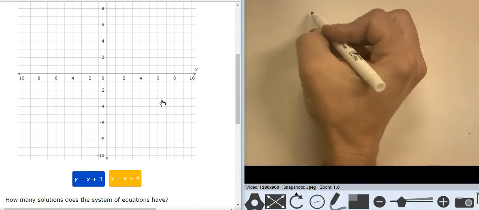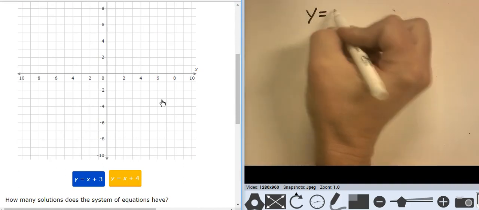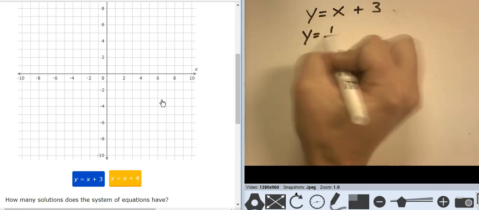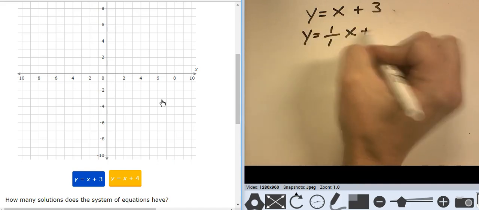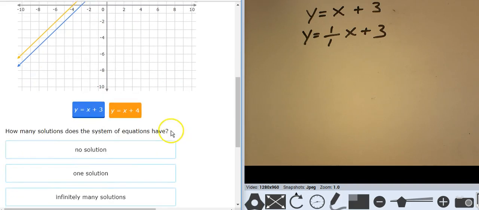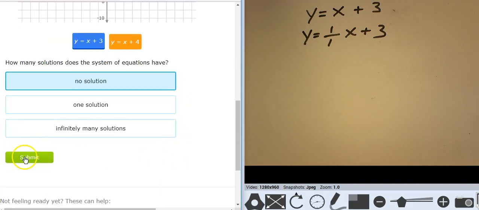Let's just make a note here. So this is y equals x plus 3. So that's y equals 1 over 1 x plus 3. There's my slope. So I start at 3 and go up 1 over 1. This guy starts at 4. Goes up 1 over 1. Parallel lines, no solution.